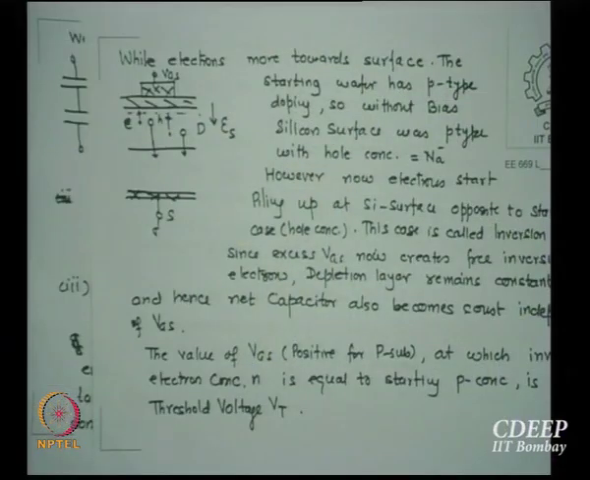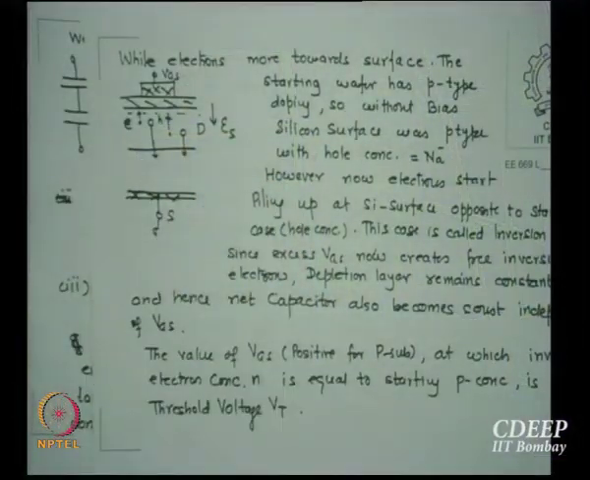The value of VGS at which this happens, then you know what the inversion layer is, what we call threshold. We define the threshold voltage as that voltage of VGS when the electron density here, electrons per cc, is exactly equal to the substrate concentration. Is that clear?